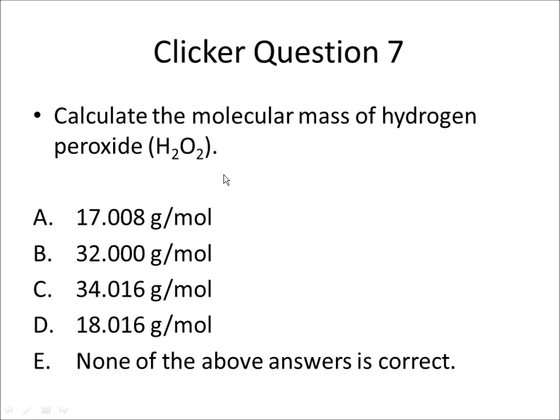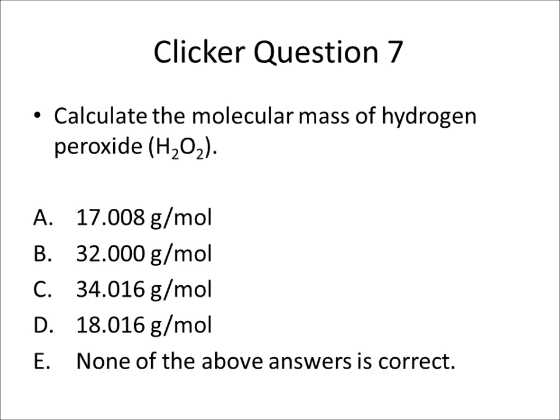This is a better question, though. I like this. So the atomic mass of oxygen is about 16 grams per mole, and the atomic mass of hydrogen is about 1.008. So which of these looks right to you? Somebody says C. Anybody say anything but C? C looks good to me.